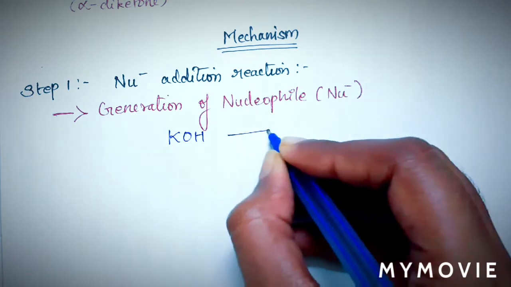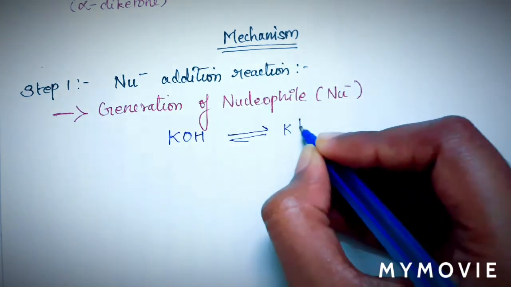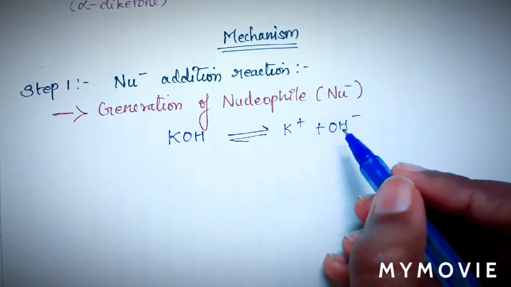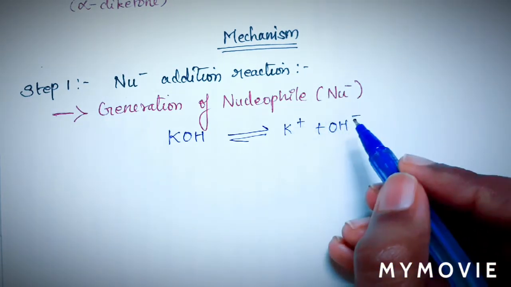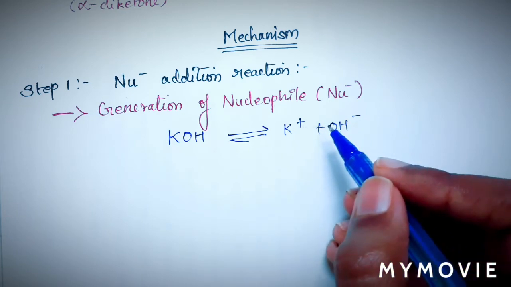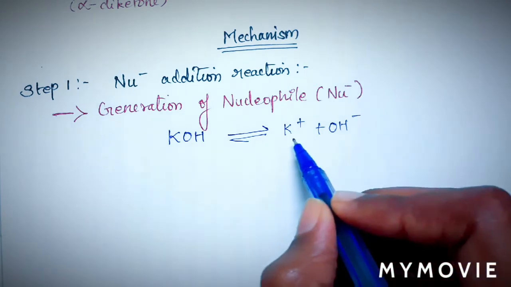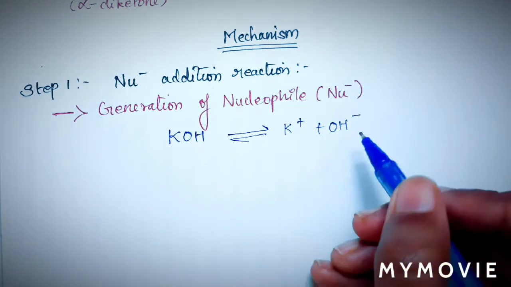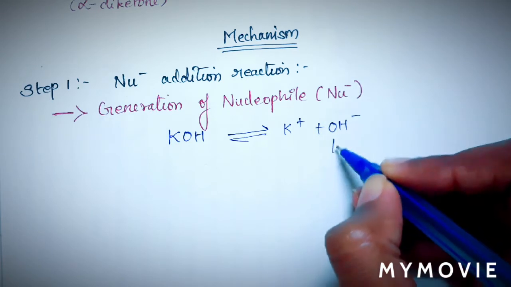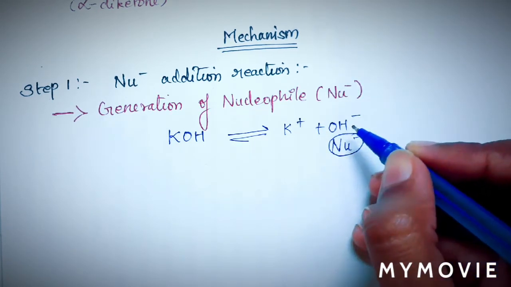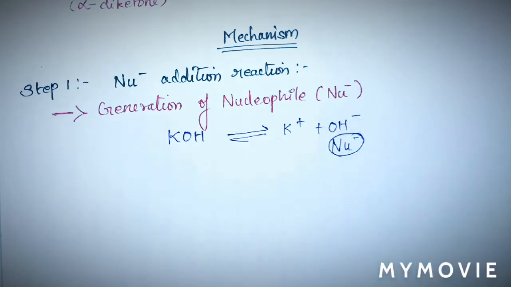KOH will split up as K plus and OH minus. This is a reversible reaction because these two are ions and they are oppositely charged, so they usually have a very good attraction between them and can recombine to give you KOH. But for now we need the nucleophile, which is OH minus. This is the nucleophile because it is highly electron rich. This is the nucleophile that is required for this reaction. Now I'll show you how this nucleophile attacks our reactant.